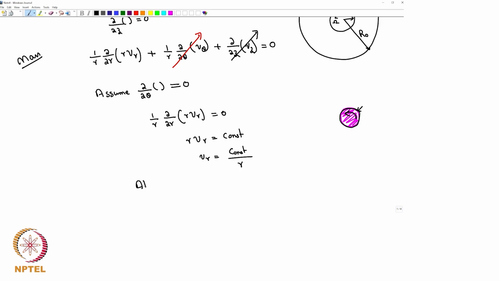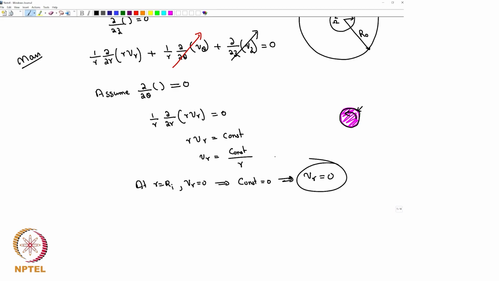So we can impose that condition and say that at r is equal to Ri, the radius of the inner cylinder, Vr is equal to 0, and that implies the constant is equal to 0, and that means Vr has to be 0 everywhere in the fluid domain. So now we have found that Vr is 0 everywhere in the fluid domain.